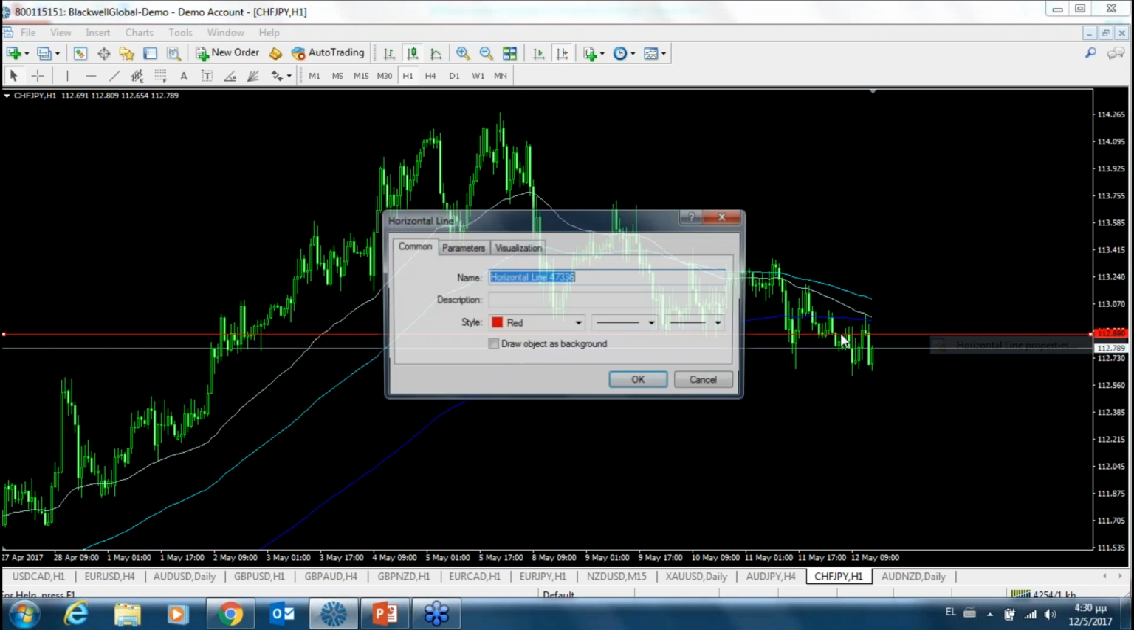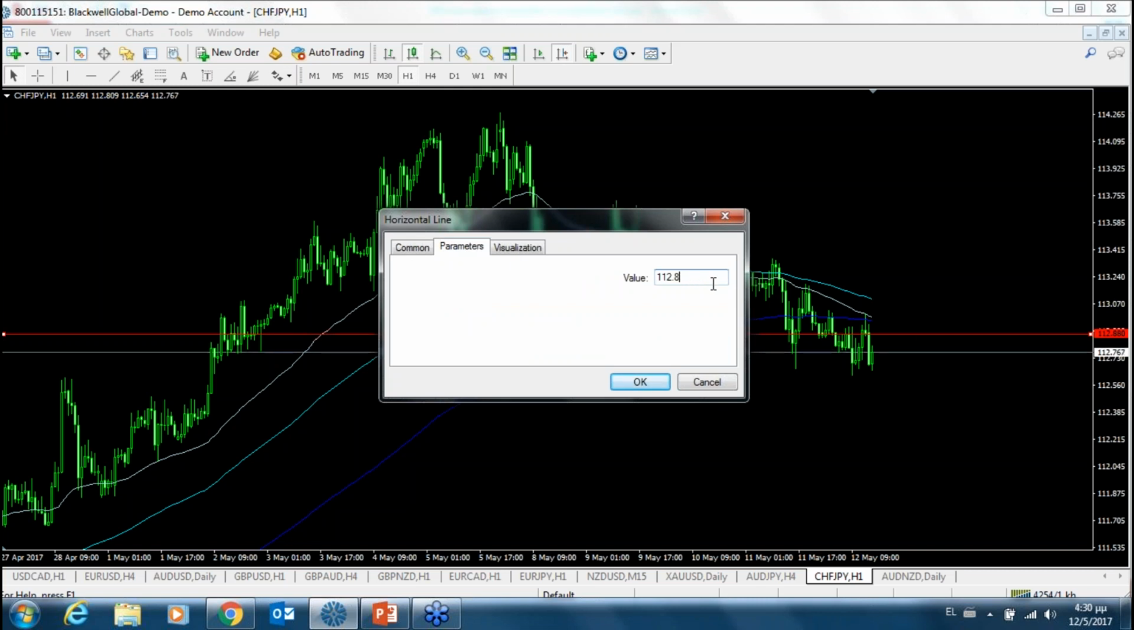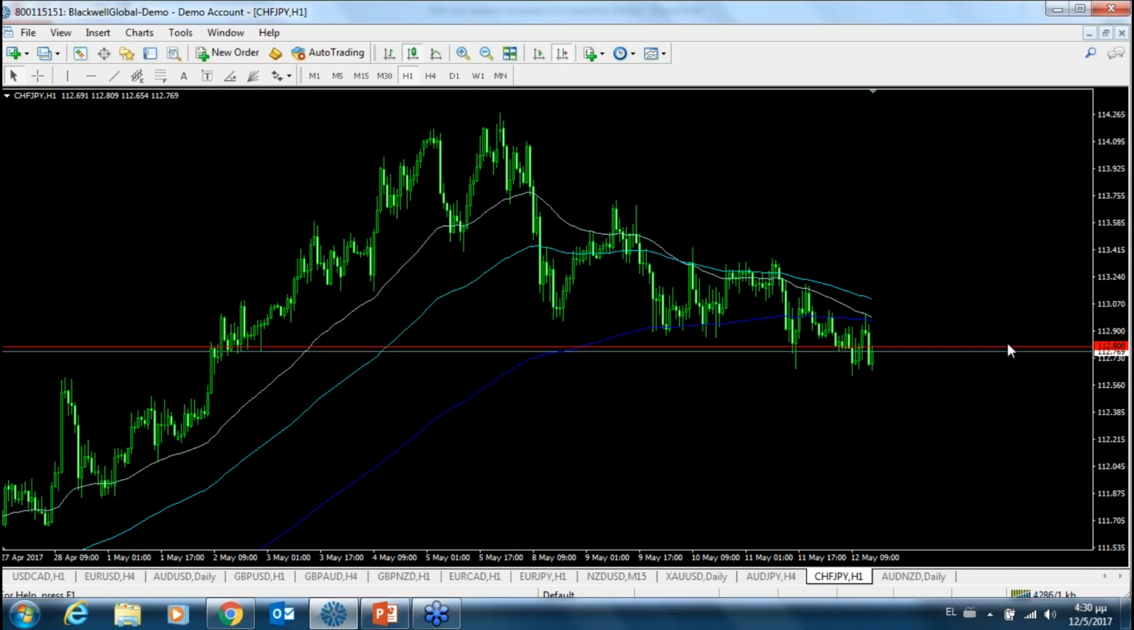Okay, so let me just mark that first, and you can always double click, go to the properties section, go into parameters, and mark that psychological level at 112.80. 80 is a psychological number, 00 is a psychological number, 20 as well as 50. So these are the four psychological numbers. They are the two digits right after the decimal point. So I'll repeat that: 00, 20, 50, and 80. You've got four sets of psychological numbers in two digits.